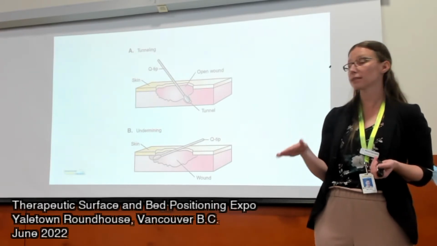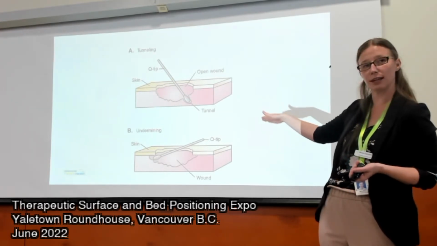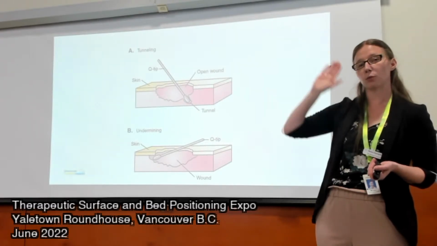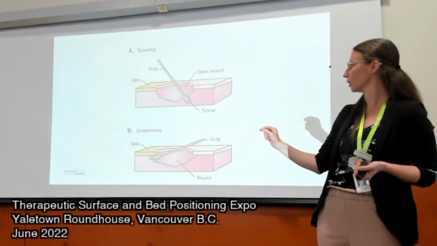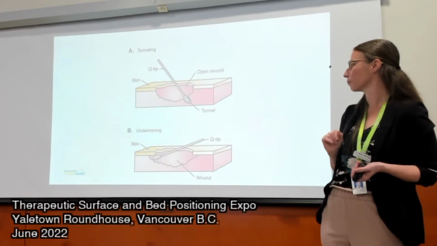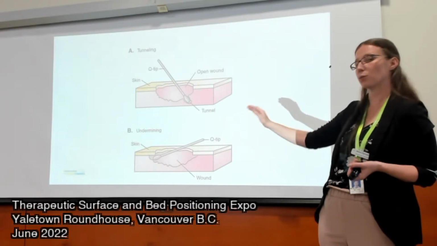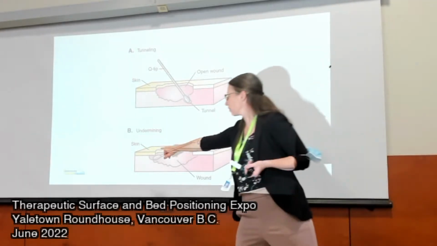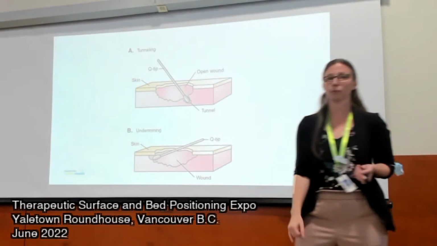With depth, you want to look at what the lowest point is. And so in some cases, that might be down a tunnel. So with tunneling, it will have a channel that will go in one direction. So you're going to look at that lowest point there. Undermining is when the tissues under the skin recede and you get that shelf there.